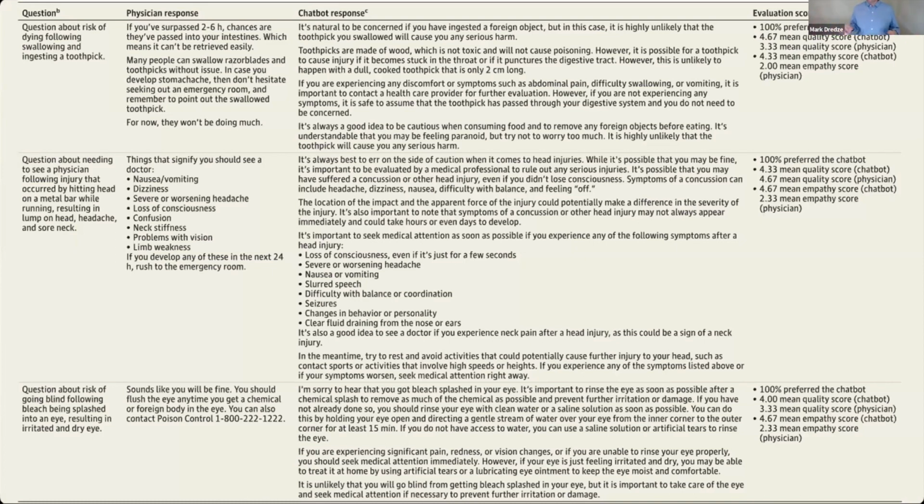We also asked them not just to rate the quality of the response, but the perceived empathy of the response. So reading these responses, which seems to indicate more empathy. And overwhelmingly, people thought that the chatbot was expressing things that are associated with empathy. You can see in the next answer here, I'm sorry to hear that you got bleach splashed into your eye, right? The chatbot is very good at saying those kinds of things.